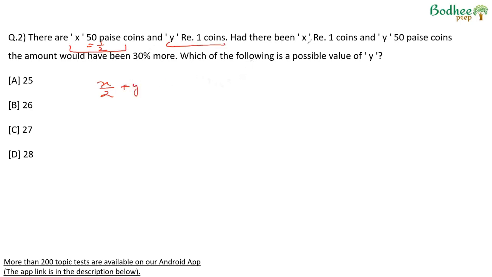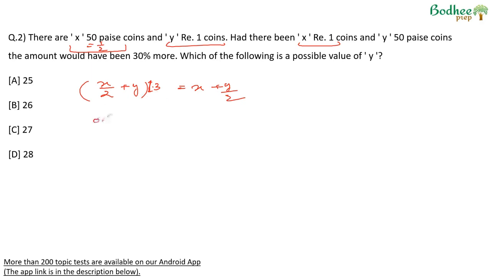If the number of coins is interchanged, this will now be of value rupees x. This will be of value rupee y by 2, half a rupee, y such coins. The amount would have been 30% more. So this new amount is 30% more than the old amount. So we multiply this by 1.3, 1 plus 30 upon 100, and equate it to the new amount. Which of the following is the possible value of y is what you're looking at.